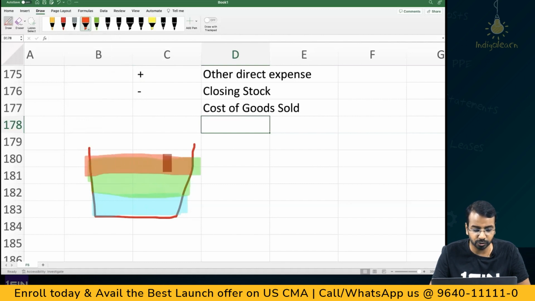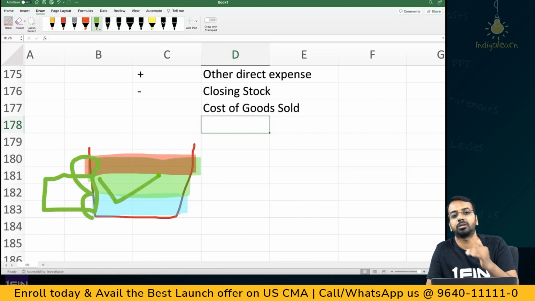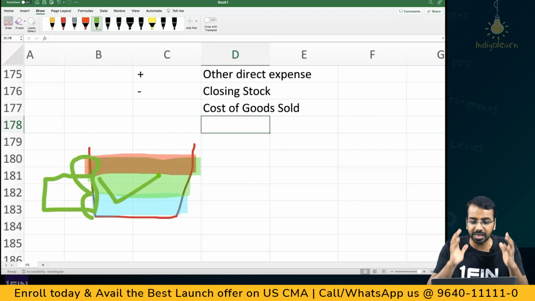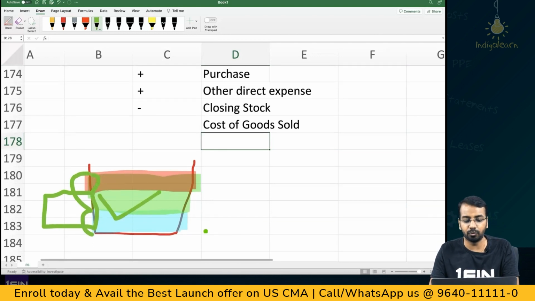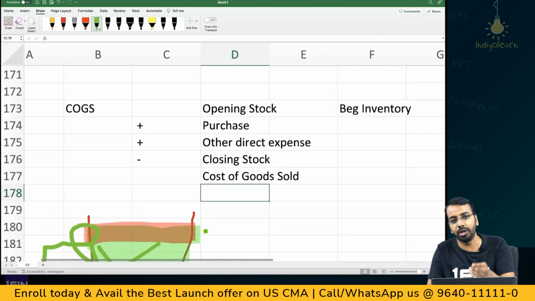So this much is not yet sold and it is lying with me. If you see, this was my opening stock, this was my purchases, and out of this, this much is not sold. So the portion which is sold here, this part is the cost of goods sold. How much of goods have I sold? That is given by cost of goods sold. Now this works well with units also, and it works well with amount also.